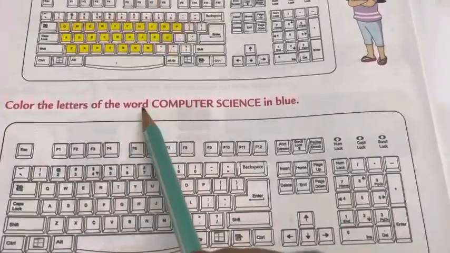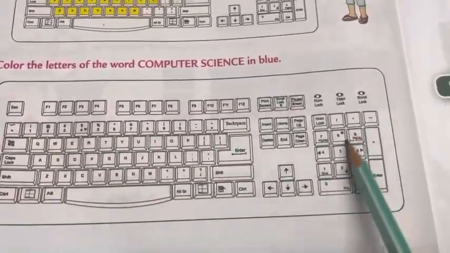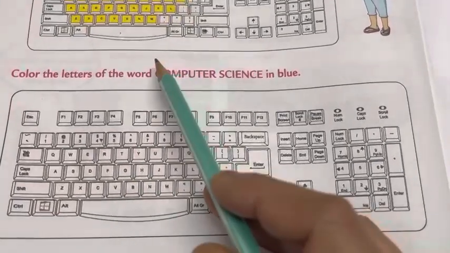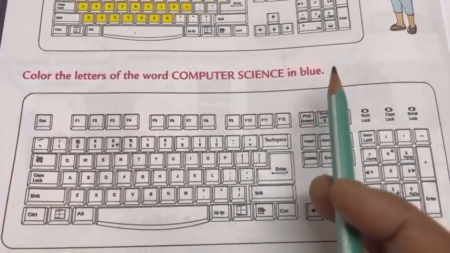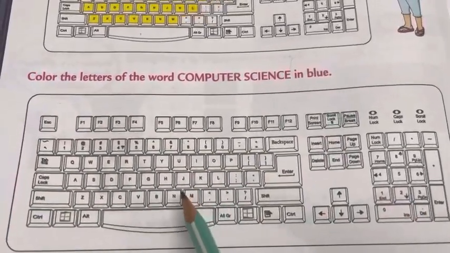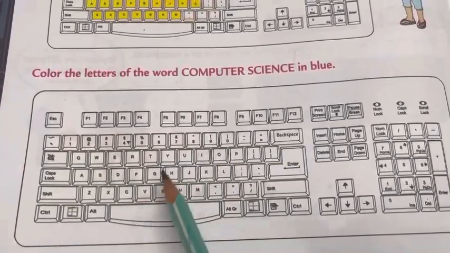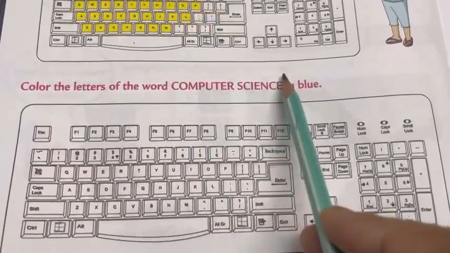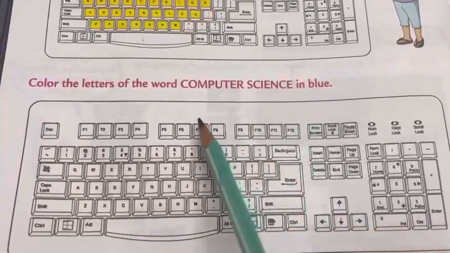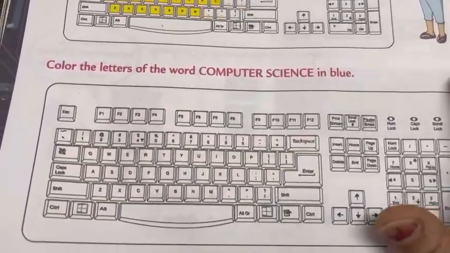Color the letters of the words computer science in blue. So in this picture you will color the spelling of computer science by coloring the alphabet keys in blue color, right? You have to color each key mentioned in these two words, computer science. So you will color those keys in blue color.